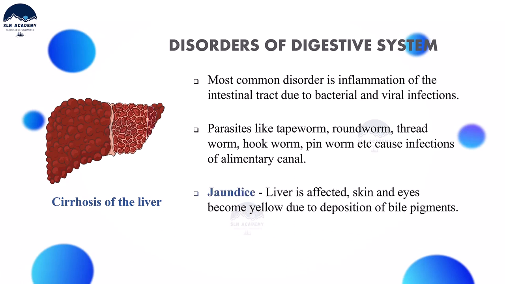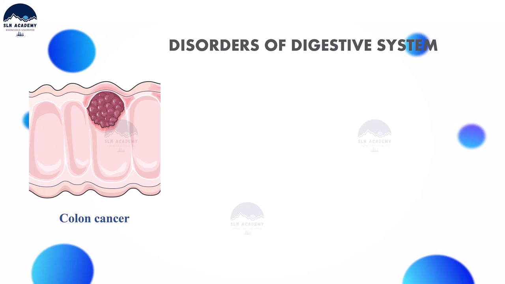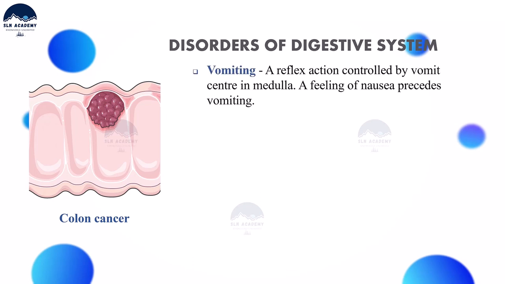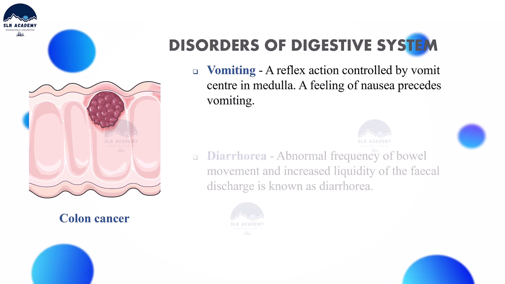Jaundice is a condition where the liver is affected. Skin and eyes become yellow due to deposition of bile pigments. Vomiting. It is a reflex action controlled by the vomit center in the medulla. A feeling of nausea precedes vomiting.